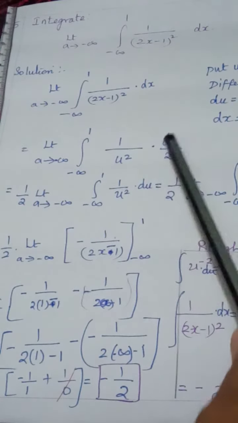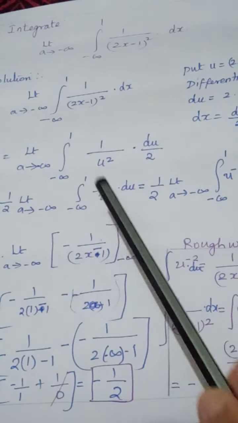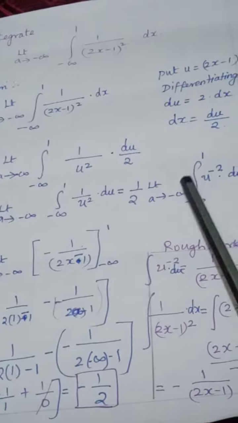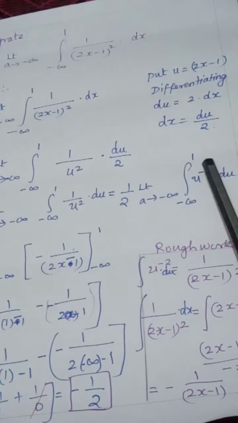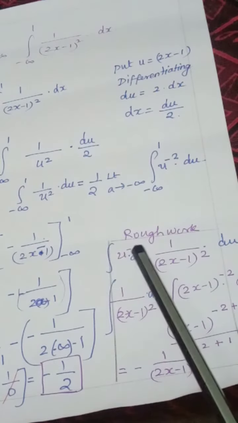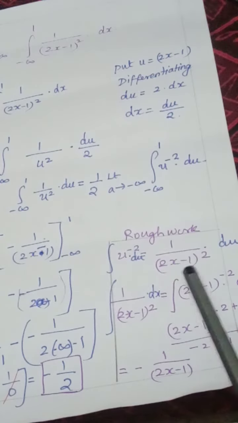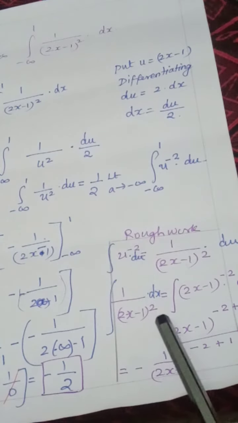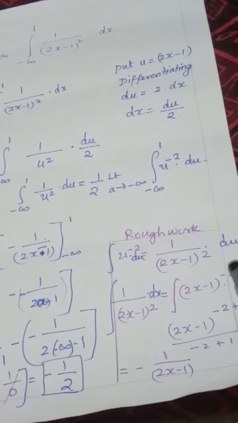Then taking this 1 by 2 outside, we have 1 by 2, limit a tends to minus infinity, integral from minus infinity to 1 of 1 by u squared du, equal to 1 by 2 into the limit a tends to minus infinity, integral from minus infinity to 1. This 1 by u squared can be written as u power minus 2 into du. Then for the integration, the integral of 1 divided by (2x minus 1) the whole squared dx equals the integral of (2x minus 1) power minus 2 dx.